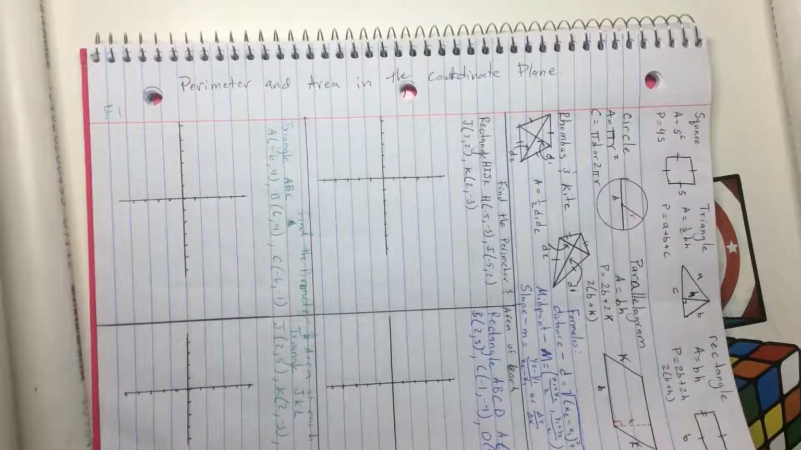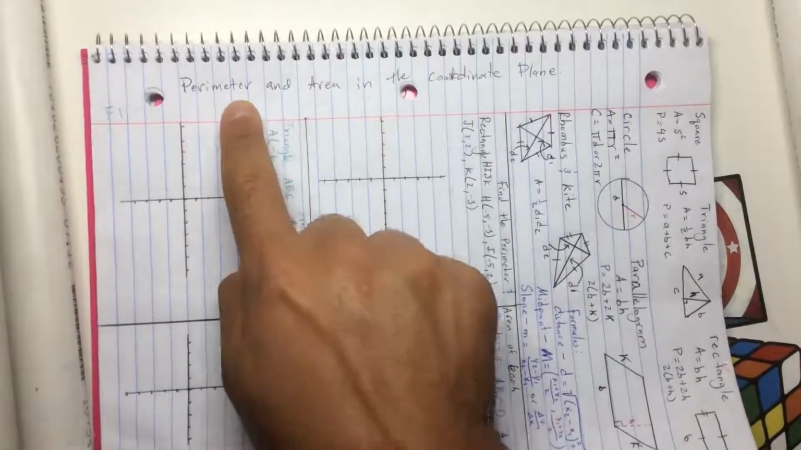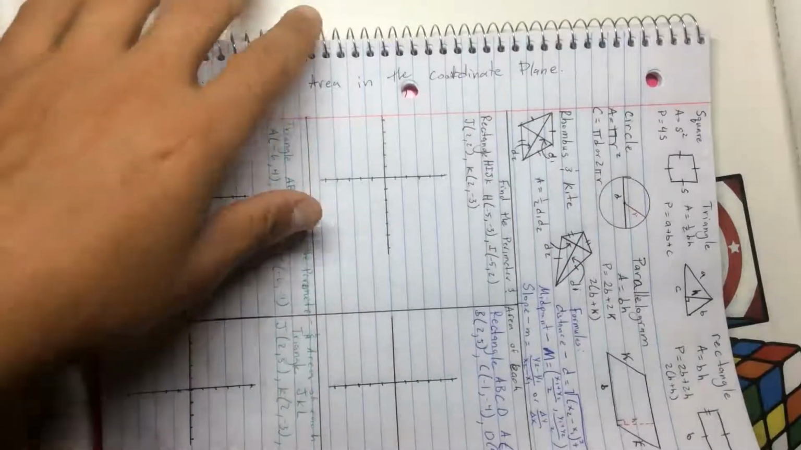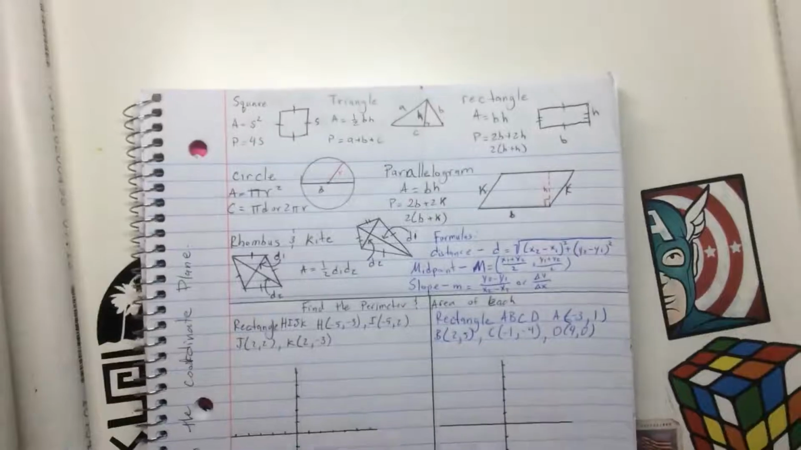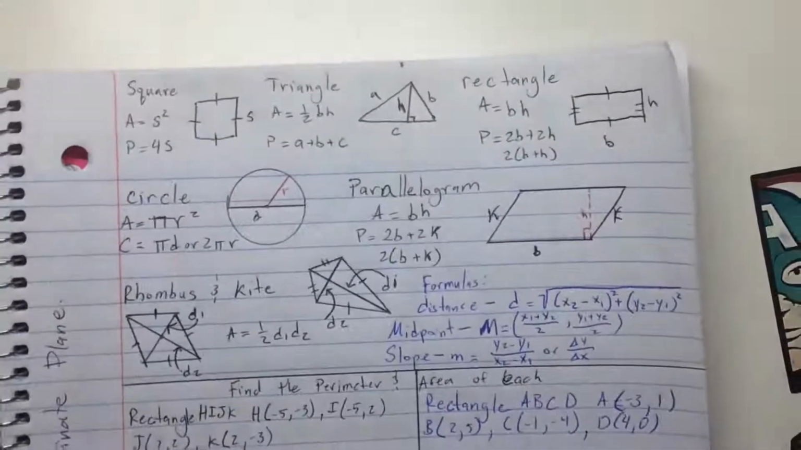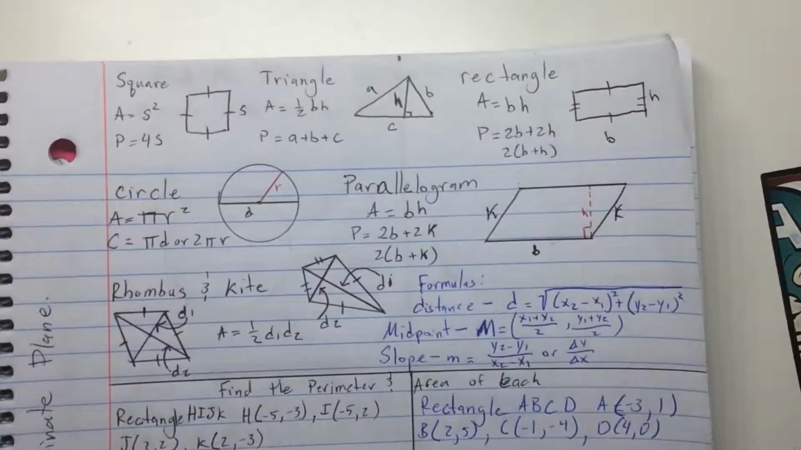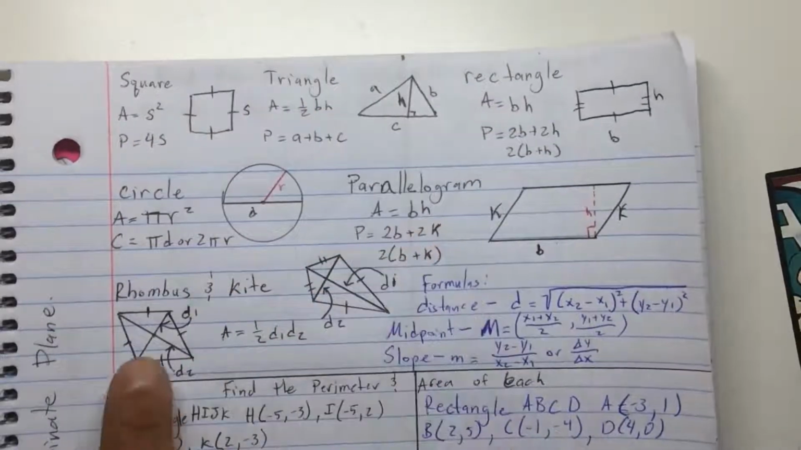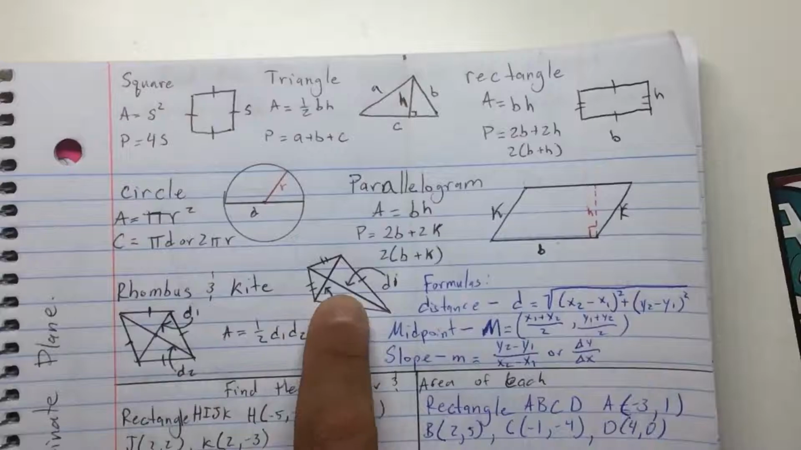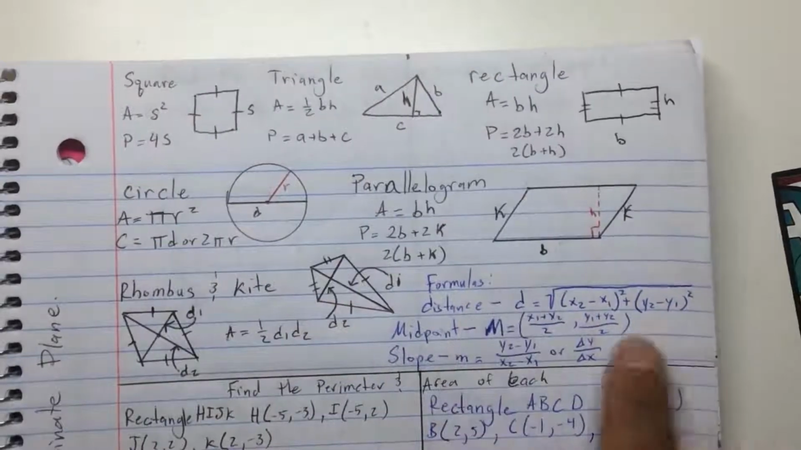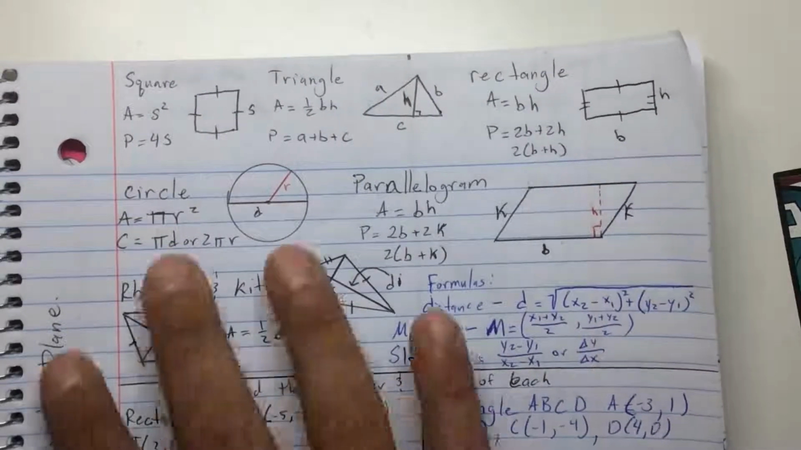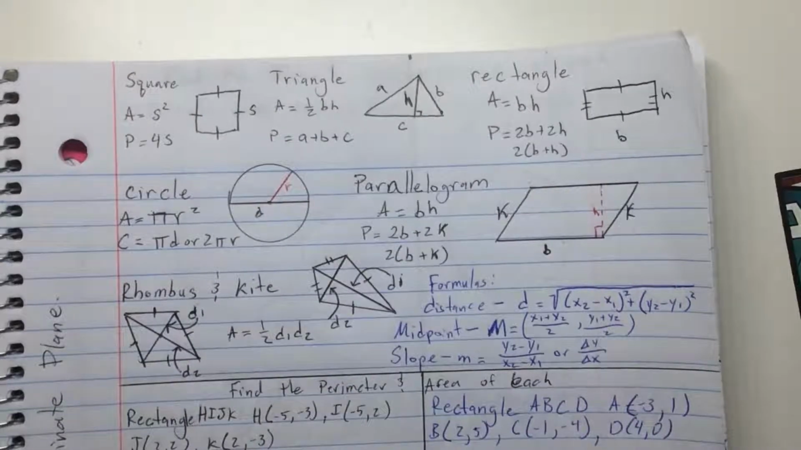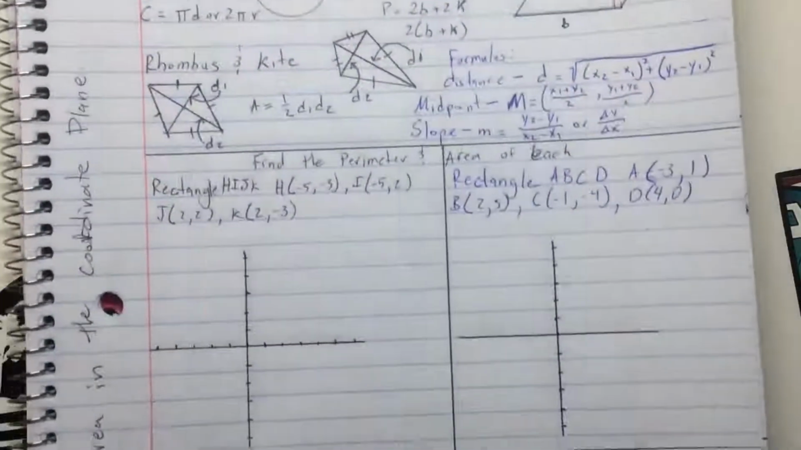This is foldable number 1 for finding the perimeter and area in the coordinate plane. We have to go back and remember these formulas from way back in the day, but they're all here. We have the square, triangle, rectangle, circle, parallelogram, rhombus, and kite. And of course, we have some formulas here for distance, midpoint, and slope. So go ahead and write these down for a second, and then we'll get started. So pause, and then boom, movie magic.